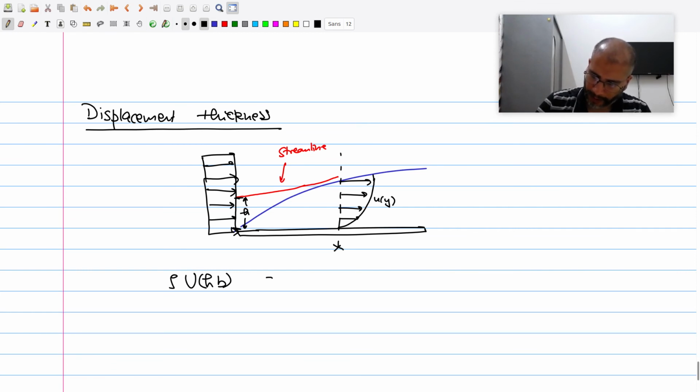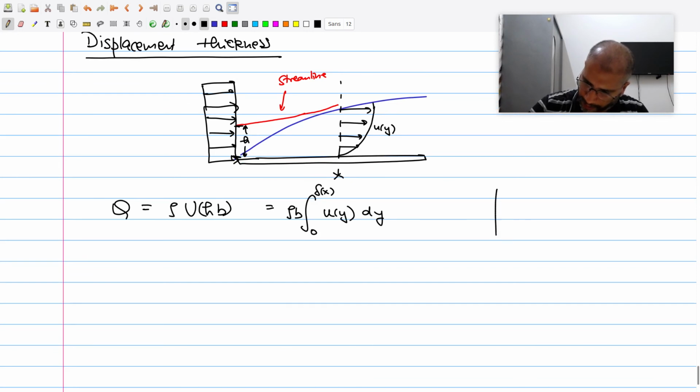So that's the volume flow rate on the left hand side. On the right hand side, the volume flow rate integral is an integral from 0 to delta, which is a function of x, and then small u, which is a function of y, times dy. Okay, and these are equal. That's saying that the volume flow rate q is equal to these two. Right. So again, using the same idea as momentum thickness, I can draw it here.